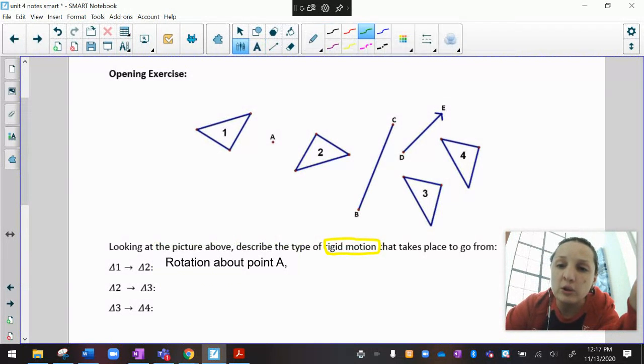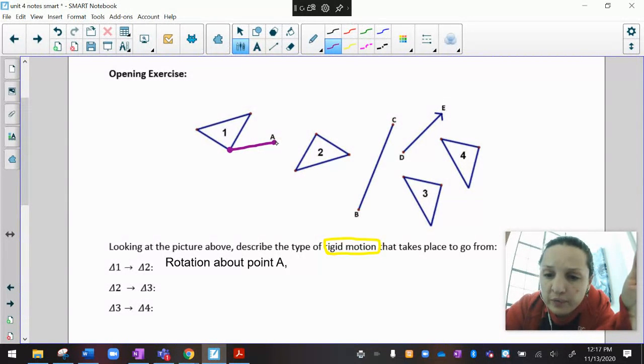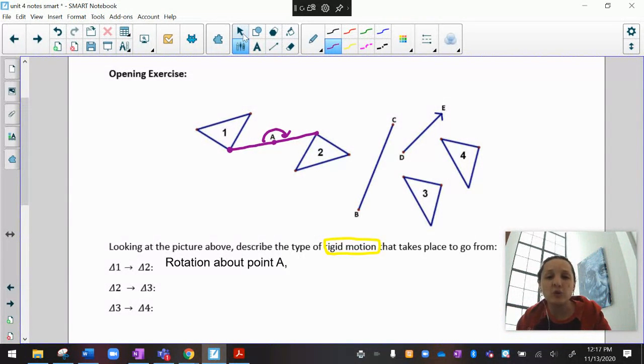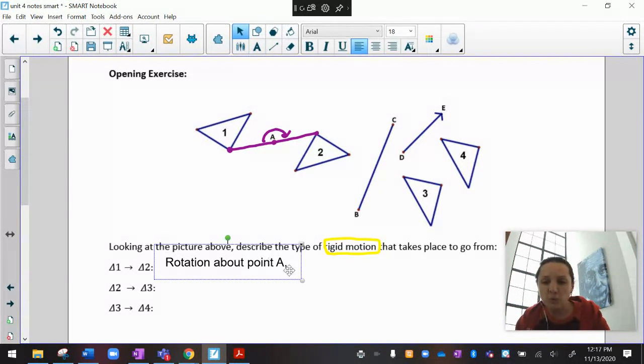So let's draw that angle of rotation and try to be specific. So I'm going to use this point to the center to the new point. Oh, what kind of angle is that? Well, that's a straight line. So that's a 180-degree angle. So a rotation about point A of 180 degrees, and honestly, clockwise or counterclockwise doesn't matter because if you go 180, it doesn't matter which way you turned. So this is a rotation about point A of 180 degrees.